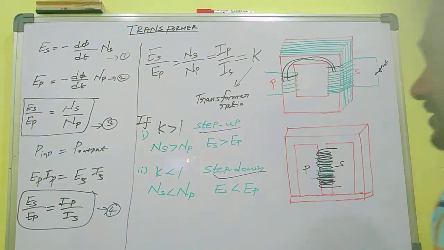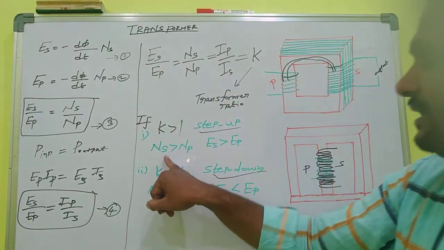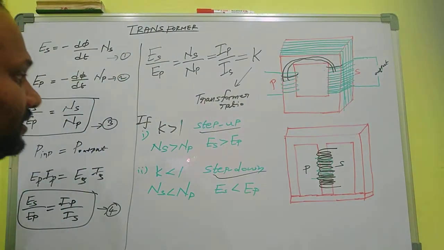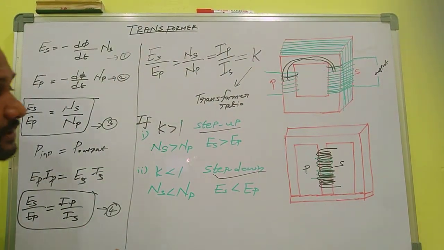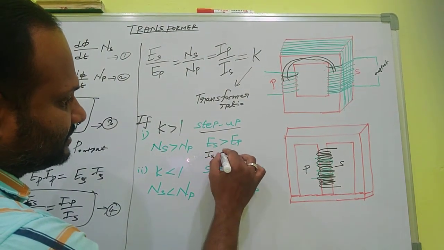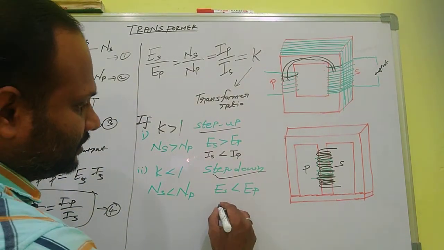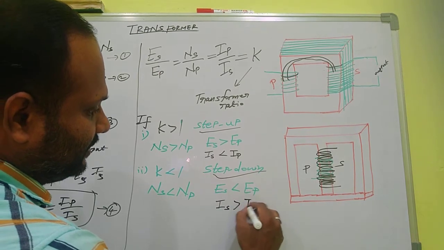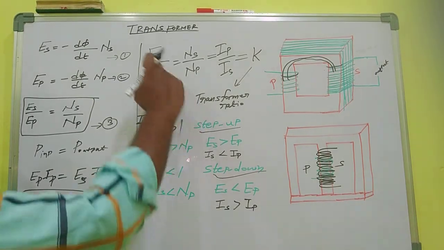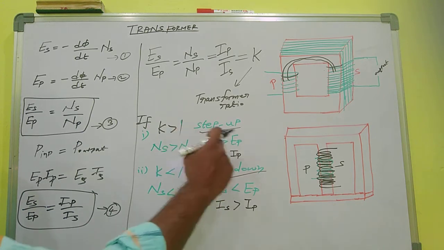Okay, right. Here the voltage Ns is greater than Np, Is is greater than Ip. Another thing I want to tell you: what is the current in the step-up transformer? The current in the step-up transformer is Is less than Ip. For step-down, Is is greater than Ip. Why, sir? Because the number of turns and EMF are directly proportional, and the current is inversely proportional to both.